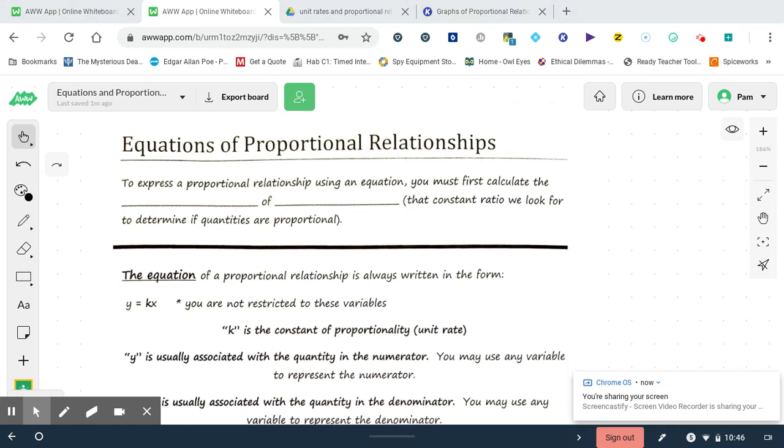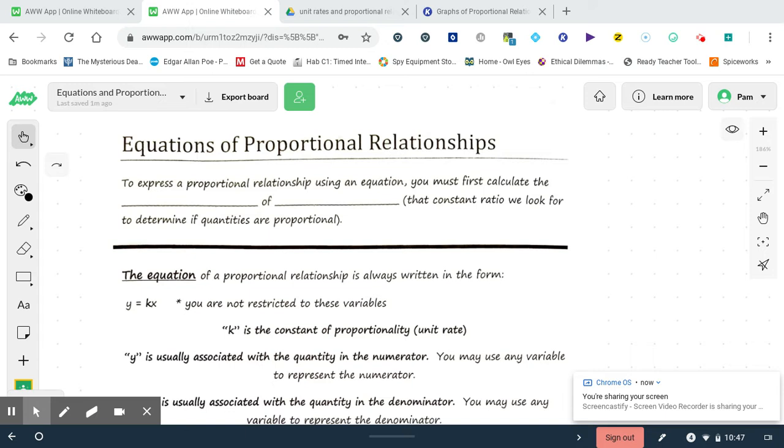All right, for this lesson, we're going to be looking at equations of proportional relationships. So it's really easy. Just pay attention. If you need to take notes, make sure you pause the video and write in your notebook, just like we do in school, so you can keep up with me, okay?